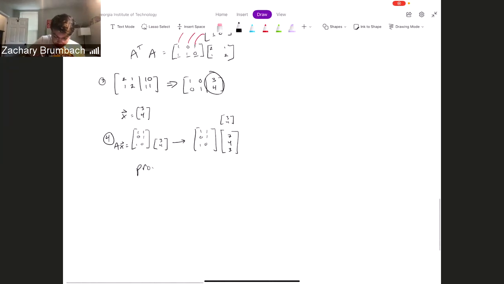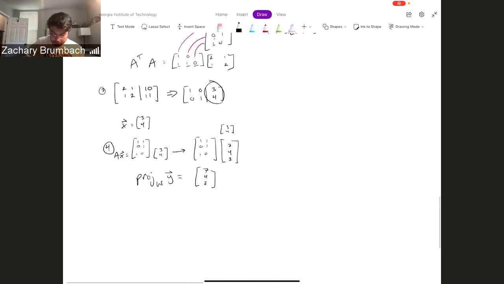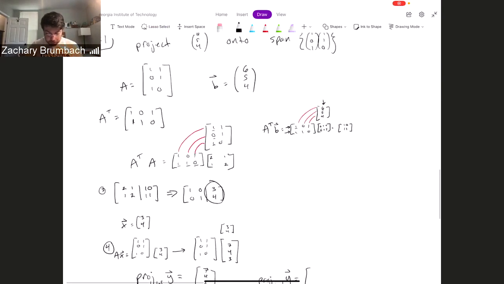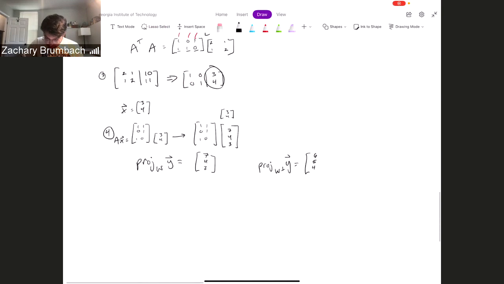So we write projection of y onto w equals 7, 4, 3. And likewise, just to go a step further, to show you guys that projection of y onto w perp is equal to the actual vector 6, 5, 4 minus the projection 7, 4, 3. Okay, and this is -1, 1, 1. So that's our orthogonal distance from the plane out.